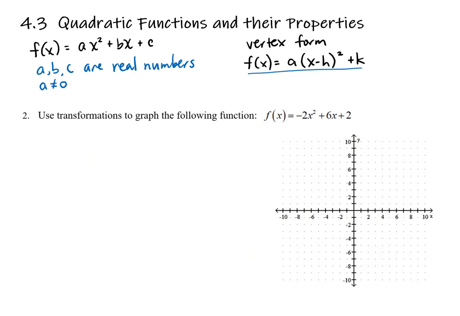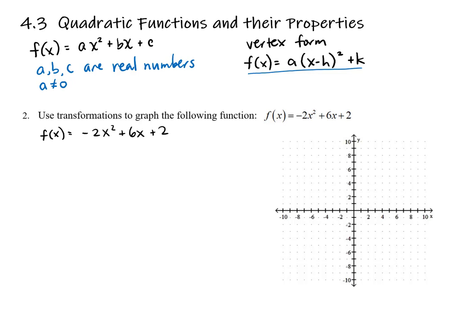Question number 2 asks us to use transformations to graph the following. So we want it to be in vertex form so that we can graph it using transformations. However, it's not. It's in general form. So we're going to have to do some work on that. Let's go ahead and write that equation one more time. I notice it has a negative coefficient. You have to pay very close attention when we have negative coefficients.